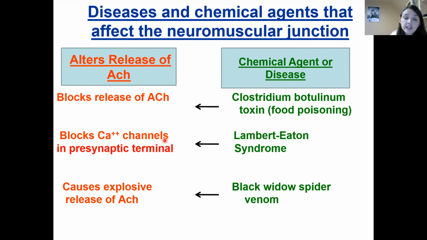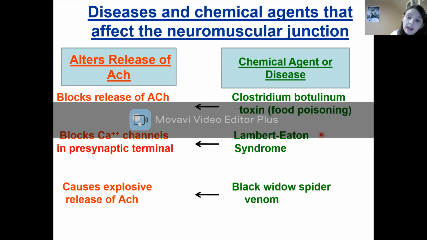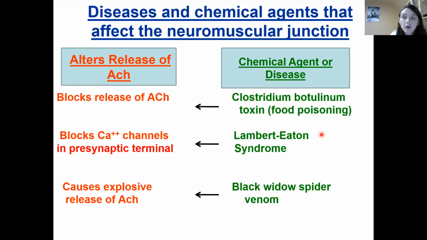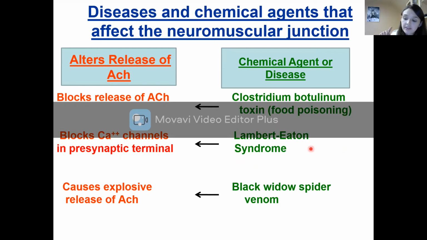Block of the calcium channel in the presynaptic terminal will happen during the disease called Lambert-Eaton syndrome. The symptoms will be very similar to myasthenia gravis, but in myasthenia gravis we have a block of the nicotinic receptors of the postsynaptic membrane by antibodies. In Lambert-Eaton syndrome, the very important key point is cancer in the lungs, which is not common for myasthenia gravis.